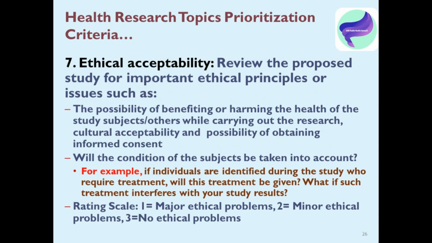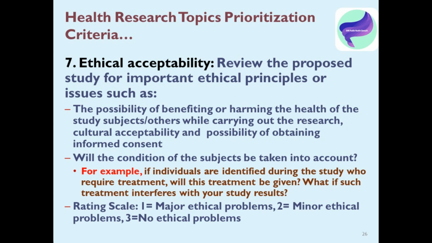The seventh criterion is ethical acceptability. Review the proposed study for important ethical principles or issues such as the possibility of benefiting or harming the health of the study subjects and/or others while carrying out the research, cultural acceptability, and possibility of obtaining informed consent.